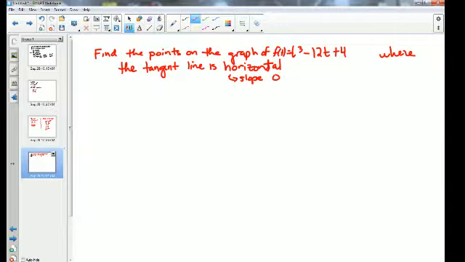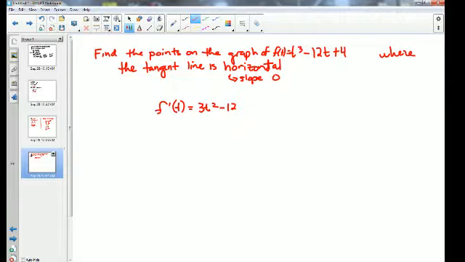No, that gives you the zeros of the function. Set the derivative equal to 0, right? Because that's where we get tangent line slope. Okay, so what's the derivative of f? 3t squared. Keep going. Minus 12t. Minus 12 plus 4. That's it.